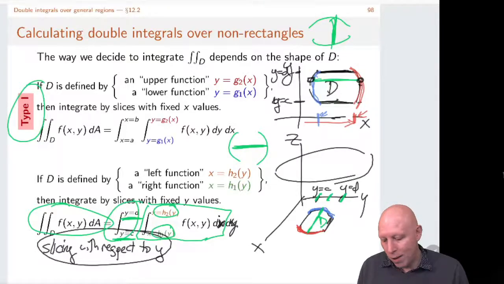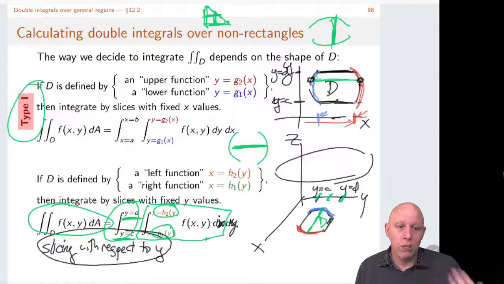If you have a region that maybe looks like you could slice it either vertically or horizontally, then we should look at the function and figure out which way it's easier to integrate the function, just like we did in the last video where we said, oh, it's really a lot easier to do this integral with respect to y instead of with respect to x.